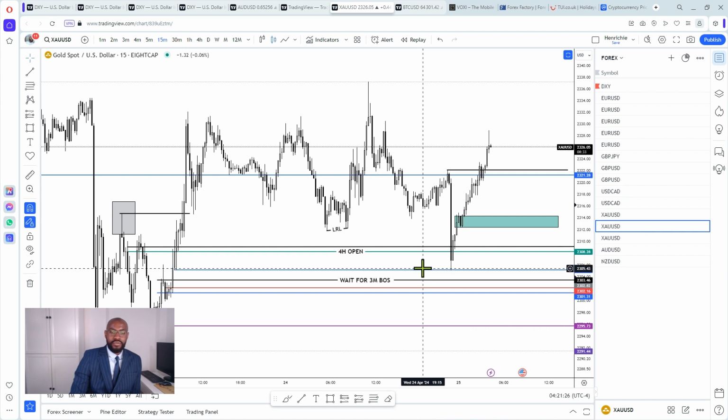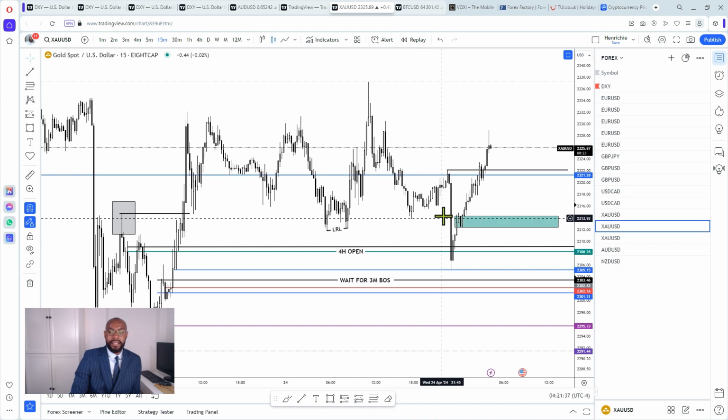I'll add 2 to 3 pips, to 2 to 5 pips to the entry. So if the entry is supposed to be here, I'm going to add like 4 or 5 pips to it, so that whatever broker you're using, it's going to activate you.